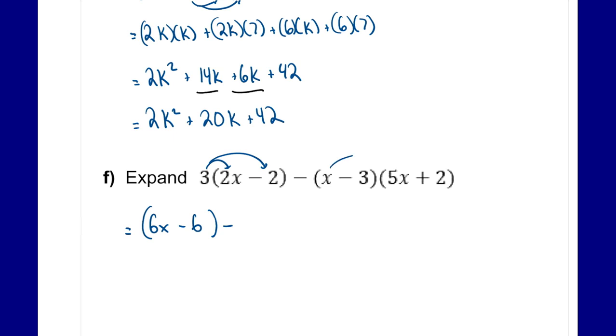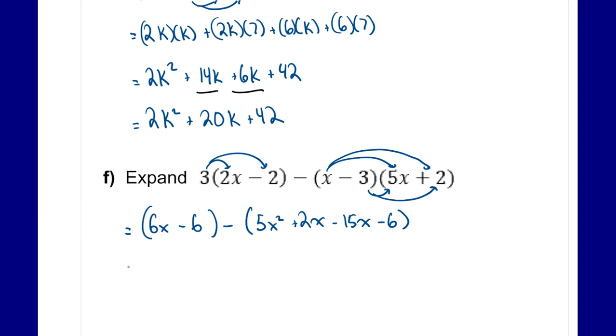So I am going to expand this next one: the x times the 5x and 2, and the negative 3 times the 5x and 2. I'll break it down step by step. X times 5x is 5x squared. X times 2 is positive 2x. Negative 3 times 5x is negative 15x. And negative 3 times positive 2 is negative 6.